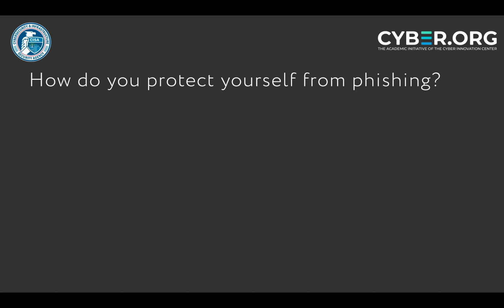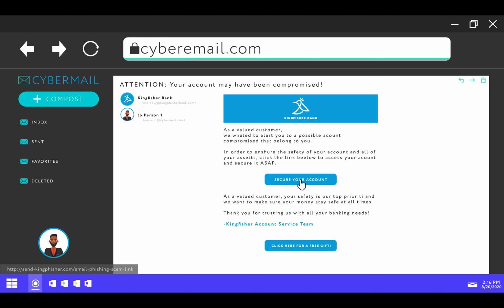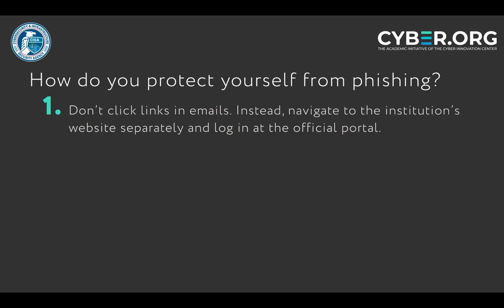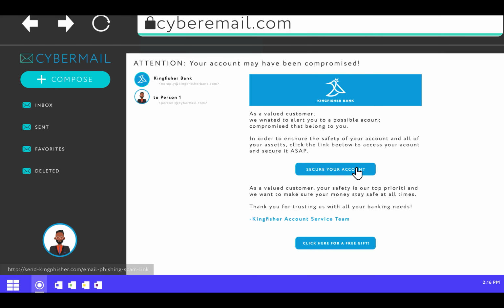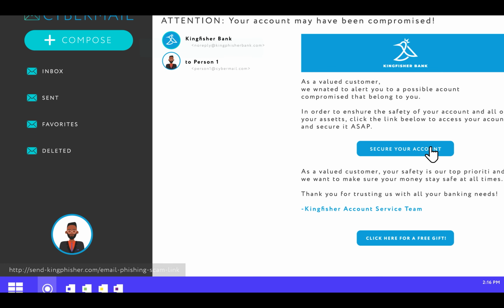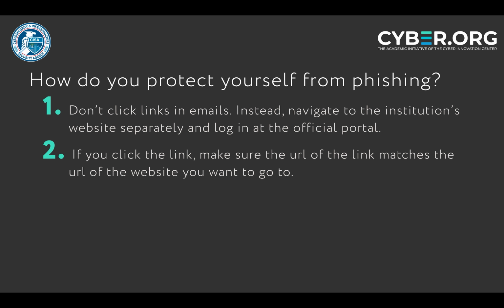And chances are, you use that same password and email address for many websites, which they now have access to. So how do you protect yourself from phishing? If you receive an email, like in the previous example, don't follow the link. Instead, navigate to the institution's website separately and log in at their official portal. If you do click the link, check the URL of the website where the link brings you. It should match the URL of the institution that emailed you. Scammers will often have very similar URLs to the organization they're pretending to be, so be vigilant.